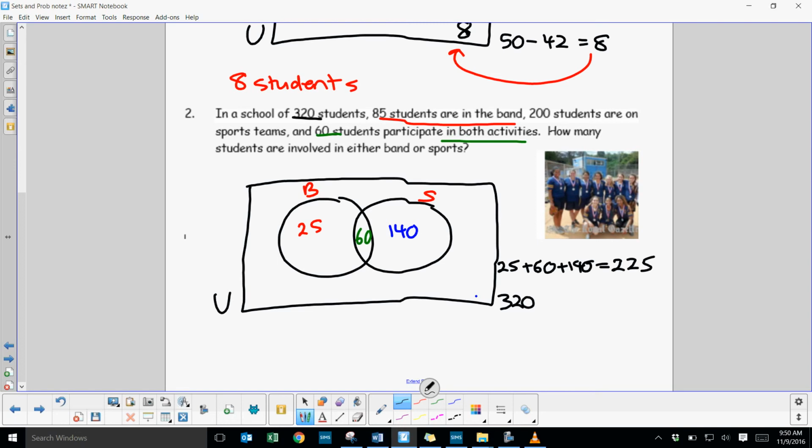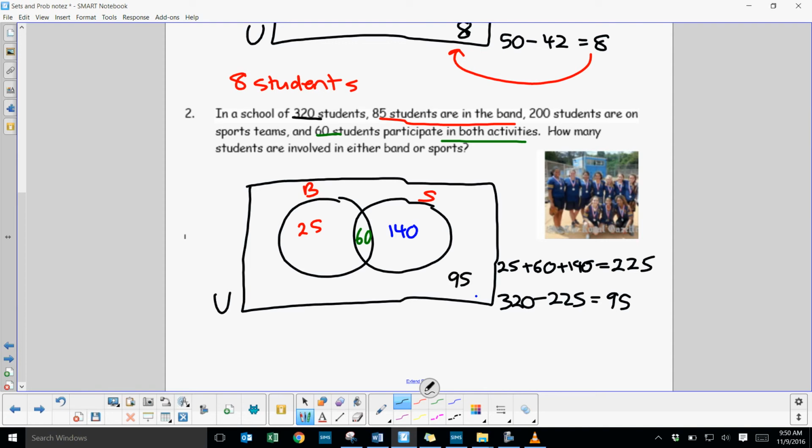So 320 is the total, minus 225. So how many do we have around the outside? Try to think, 320 minus 225, that would give you 95, wouldn't it? Let's see, does that make sense? Yeah, because 225 plus 5 is 230. 230 plus 90 is 320. So 95 on the outside here.